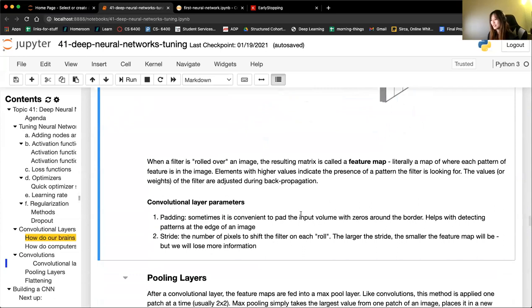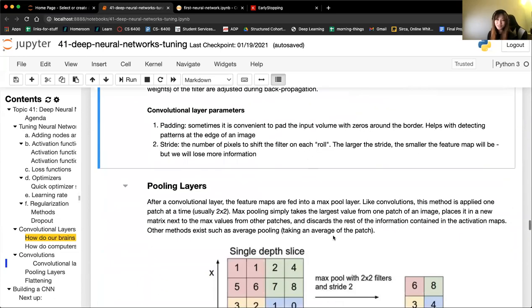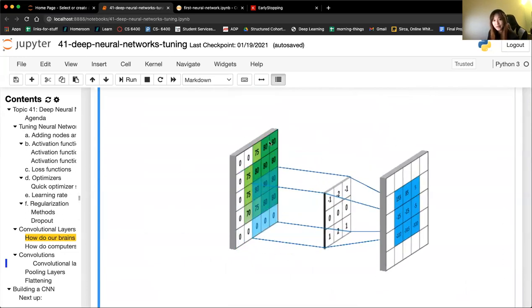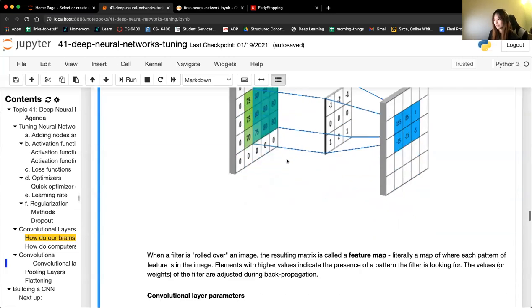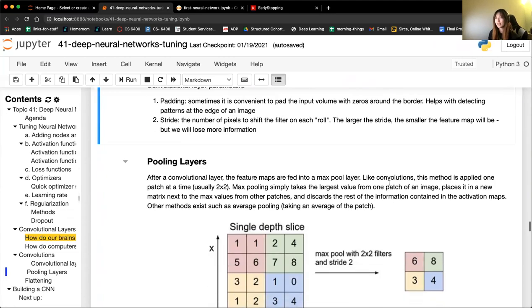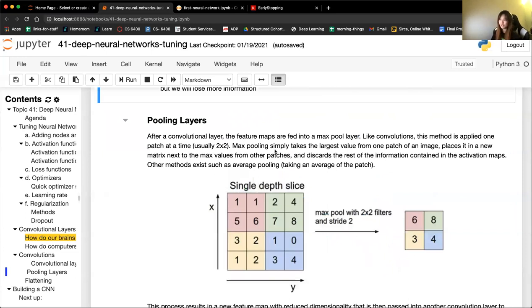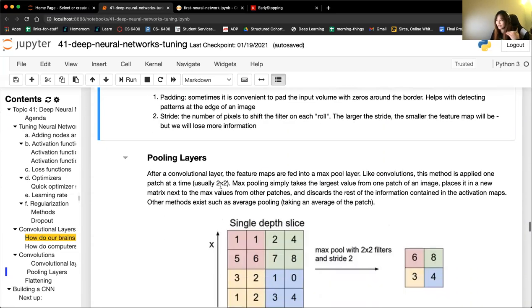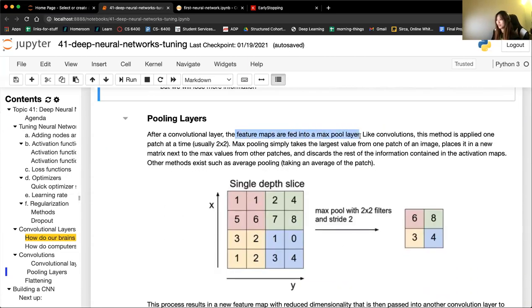All right. Okay, so there's actually one more kind of layer, actually two more kinds of layers before we get into building a convolutional neural network. So after convolutional layers, which are these, usually it comes with what's called a pooling layer. And you can sort of think of pooling layer as like an aggregation layer. It just helps with the computational power of your neural network. So after convolutional layer, your feature maps will be fed into a max pool layer. And this max pool layer, I'll get into that later.